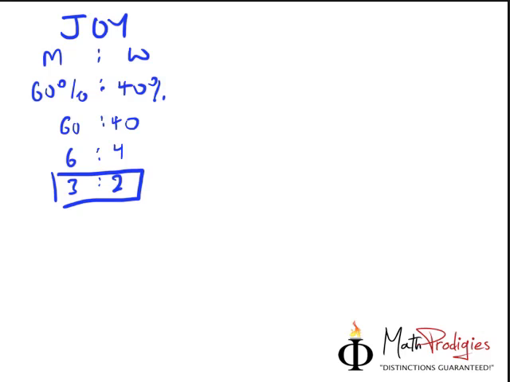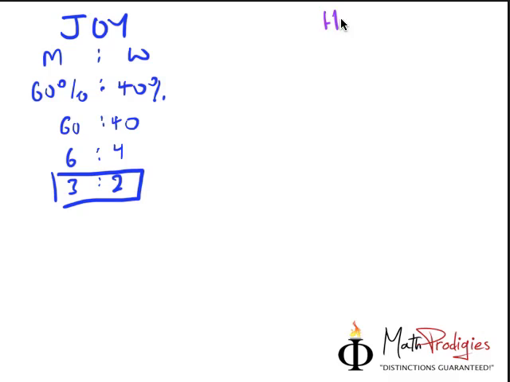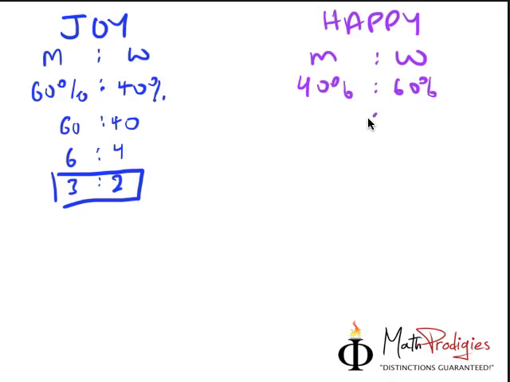And on the other side of the fence, which health club is that? Which is Happy Health Club. What we have here is men to women is 40% to 60%. And same thing, we can make it 4 is to 6. I'm going to shortcut over here, and we have 2 is to 3.